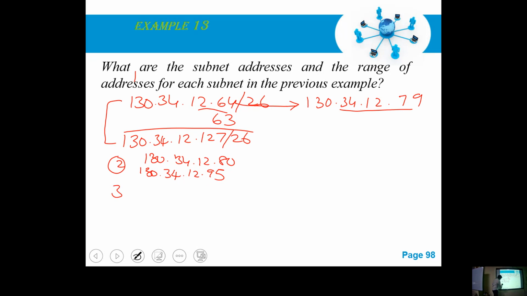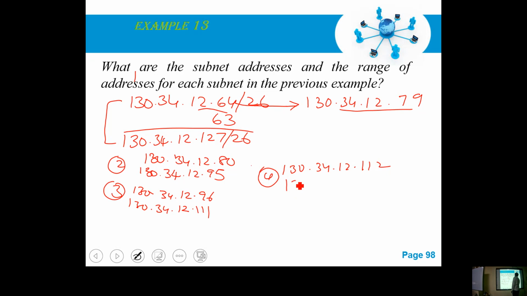That is the second block. Third block, similarly, 130.34.12.96. If I add 15, what will be the value? 111. Next, the fourth one, you are going to have 130.34.12.112. If I add 15, it will be 127. Is it clear? Yes. Okay.